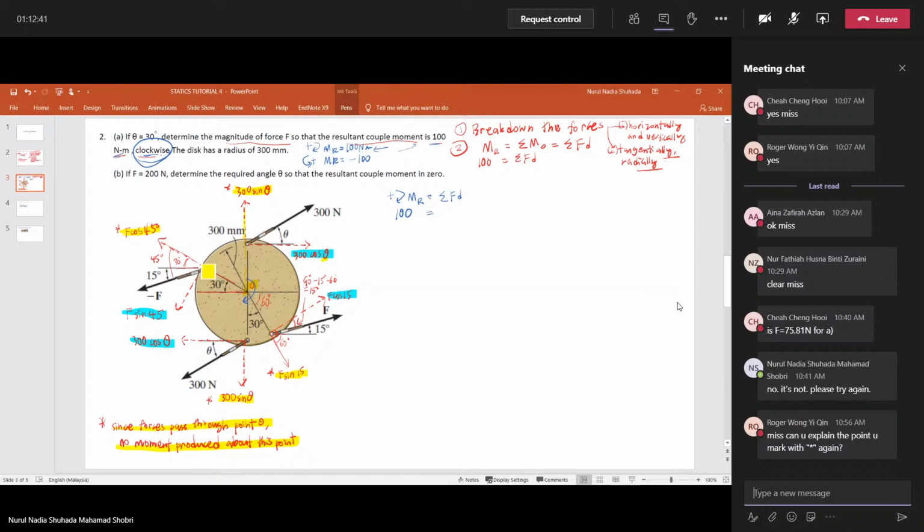To calculate moment, you have to have distance. Since these forces actually pass through point O, you don't have any distance, so the distance is zero. For example, for this part, 300 sine theta, you times with zero, so it's actually zero, no moment. Since the forces pass through point O, no moment is produced at this point, so you don't have to put this value into the calculation. Are we clear for that part?